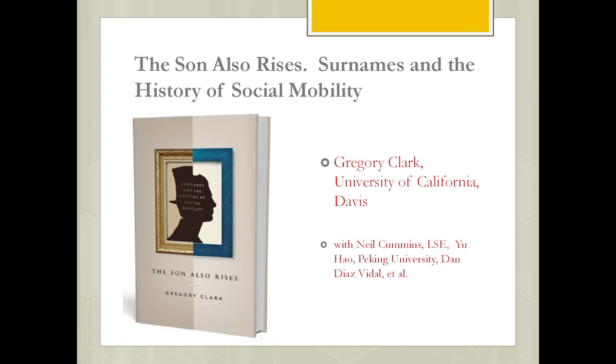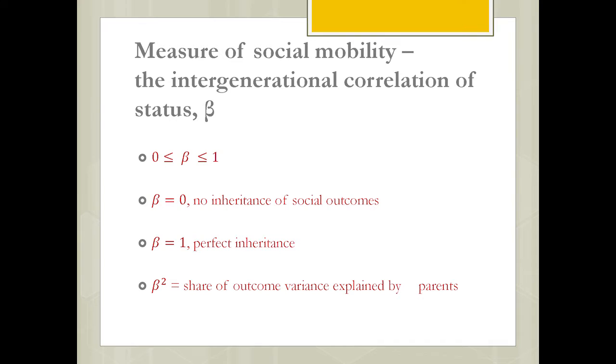When you talk about social mobility, there's a very simple measure of that, which is just the intergenerational correlation of any measure of status. If the correlation is zero, then social outcomes are completely unpredictable from parents. If it's one, things are completely predictable. And it has this nice property that beta squared here is the share of outcome variance that is explained by the parents. And what is the received wisdom on this?